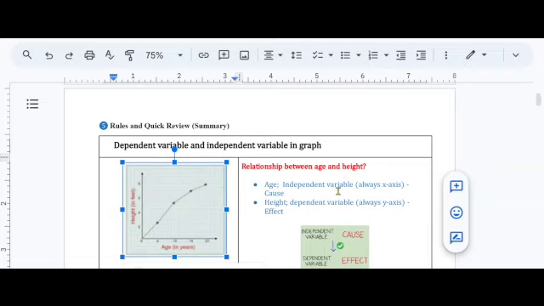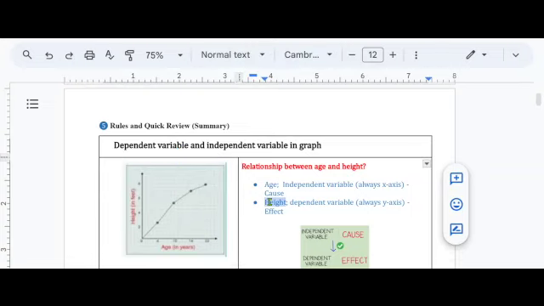Age is the independent variable. Always taking the x value. So the independent takes what? The x value. Now the height. The more you grow in your age, the more you gain height. You become taller. So height becomes what? Dependent variable, and it's always taking what? The y-axis.